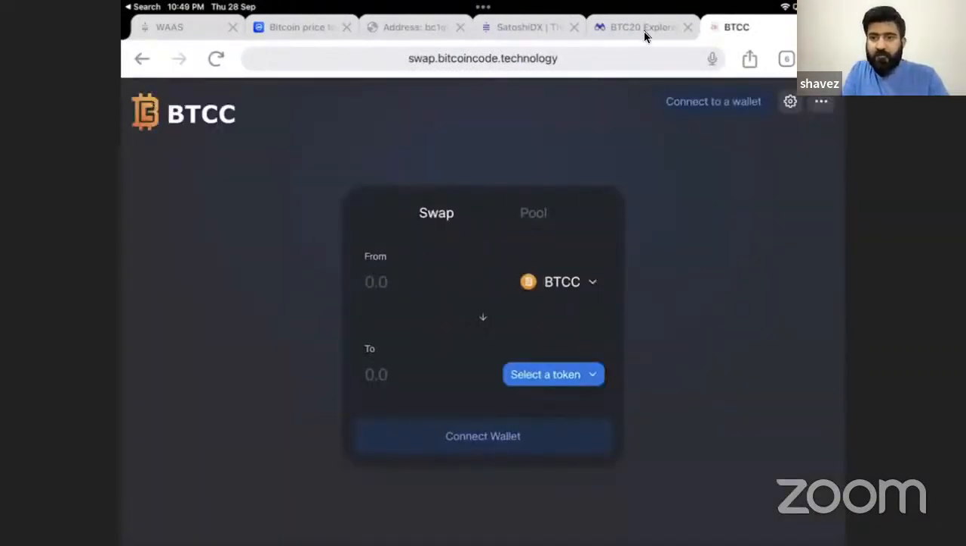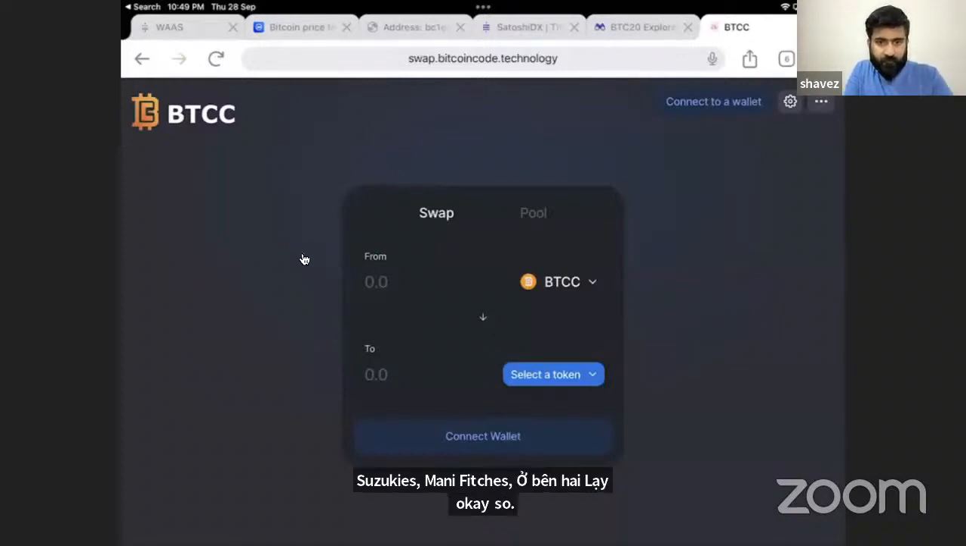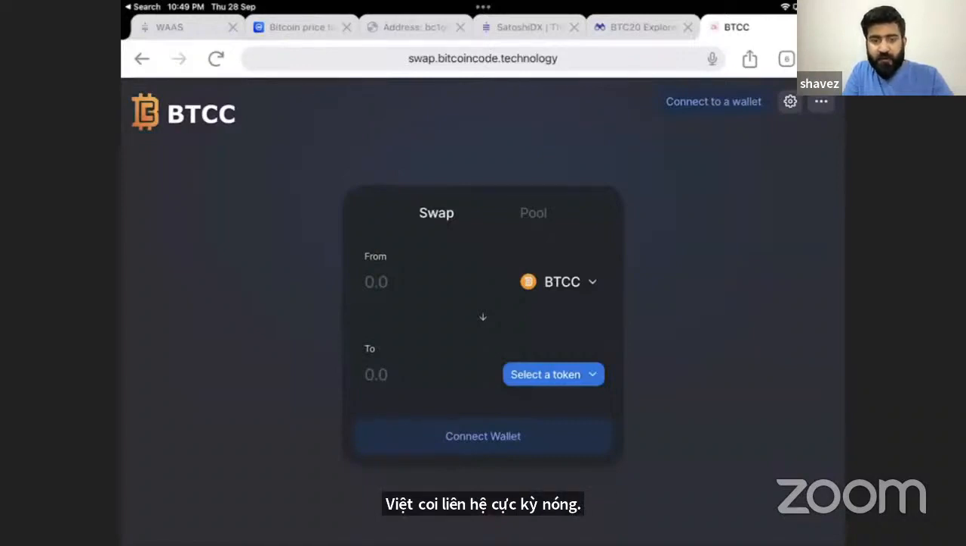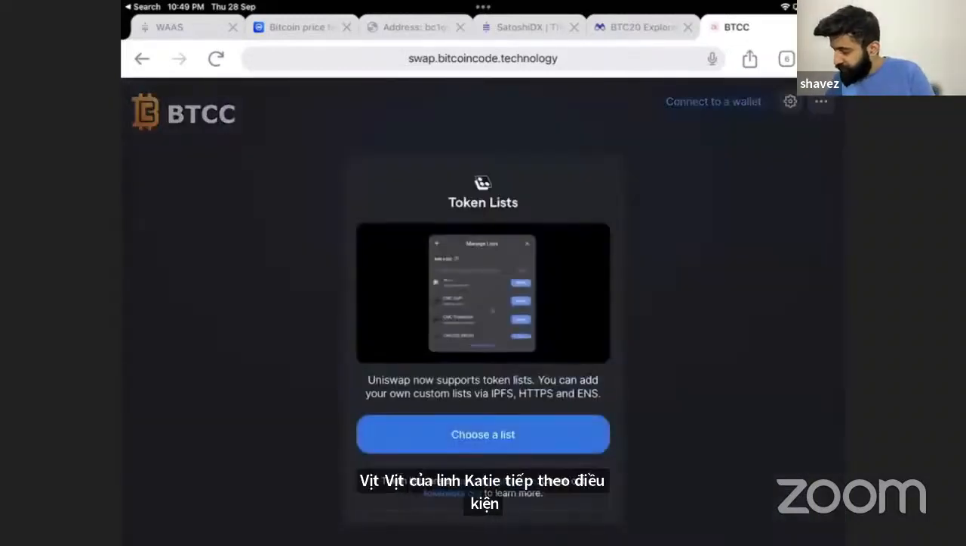Okay. So this is a product. This is a separate product. This is a decentralized exchange. So this has many features I will highlight. Okay. So we are calling it Katina. This is a swap which we are calling Katina. What will it help? You can swap your BTCC.